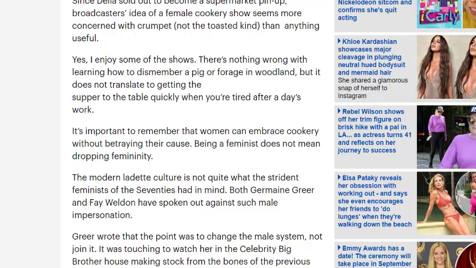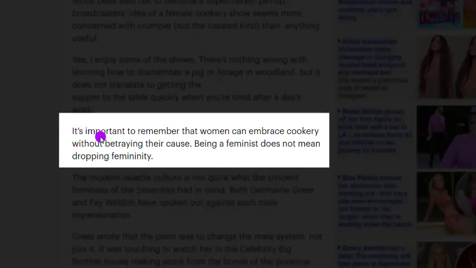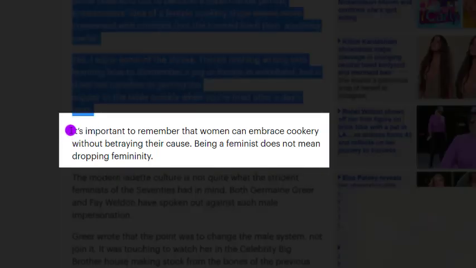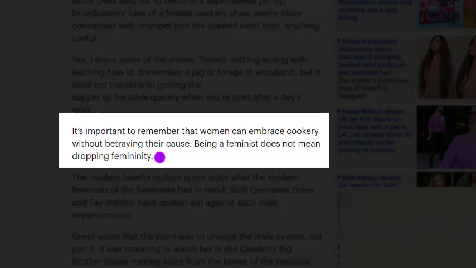So as a brief example, this article is entitled, Has Feminism Killed the Art of Home Cooking? And throughout this article, she doesn't define feminism or give us a straight definition of how she understands what feminism is. However, she does to a certain extent without realizing it, or maybe she does. So here in this passage where it says, it's important to remember that women can embrace cookery without betraying their cause. Being a feminist does not mean dropping femininity.